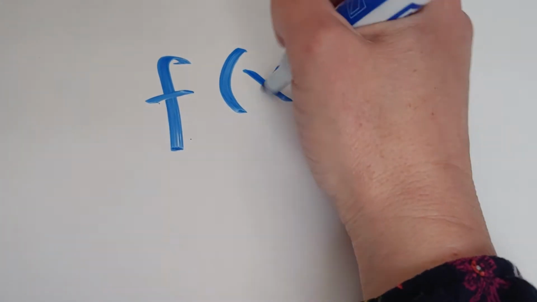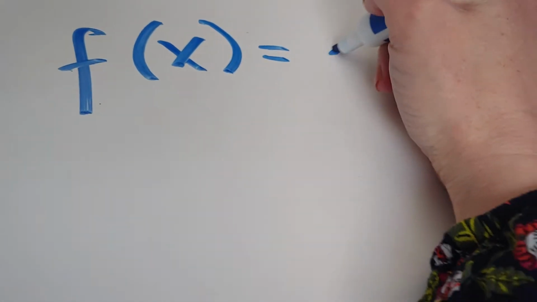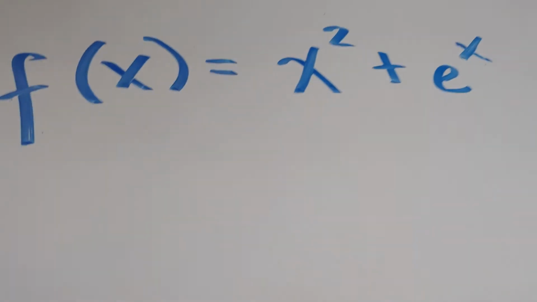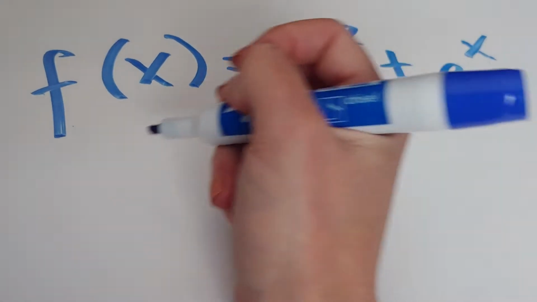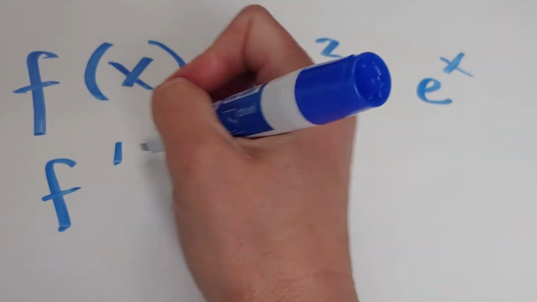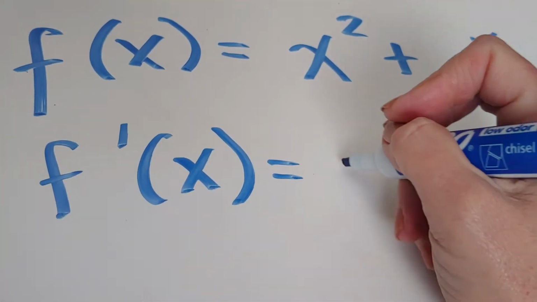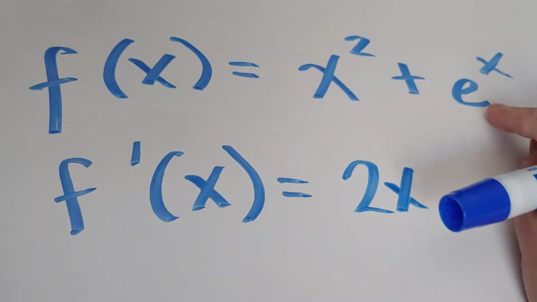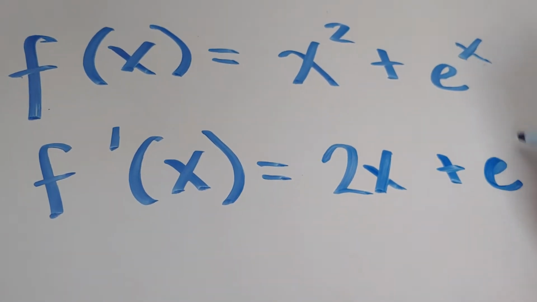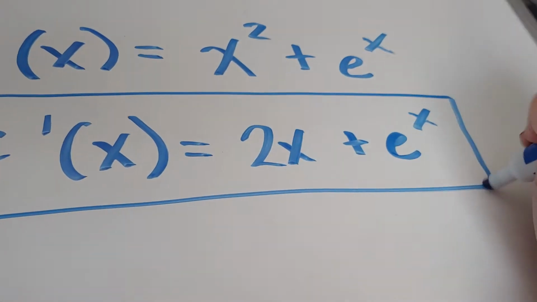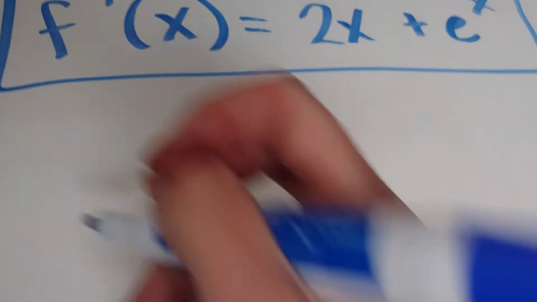So if I had a function which was x squared plus e to the x, the derivative of x squared plus e to the x would be, well, the derivative of x squared is 2x. The derivative of e to the x is e to the x. All right.